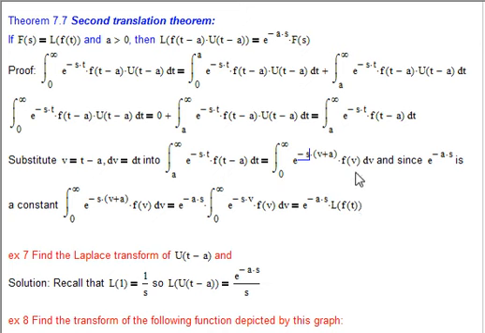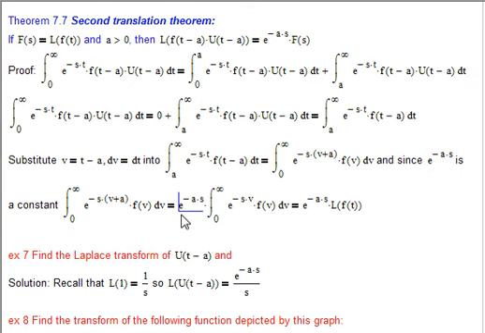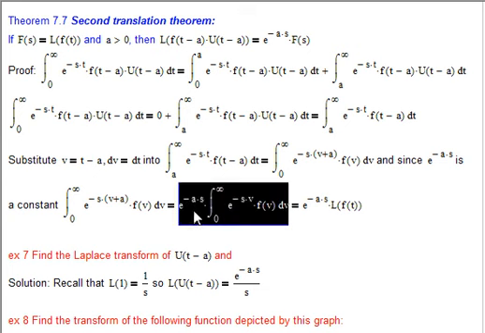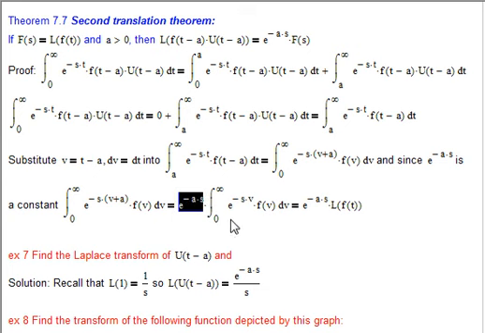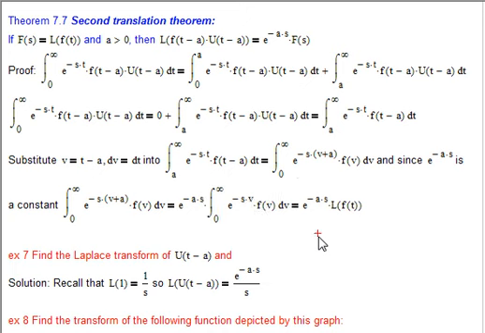So e^(−s(v + a)) f(v) dv, and since e^(−as) is a constant, that factors out. And so then we have this e^(−as) factored out of the integral of e^(−sv) f(v) dv, and look what this is. It doesn't matter what you call your variable, call it v, call it t, but this is just the transform of f(t).